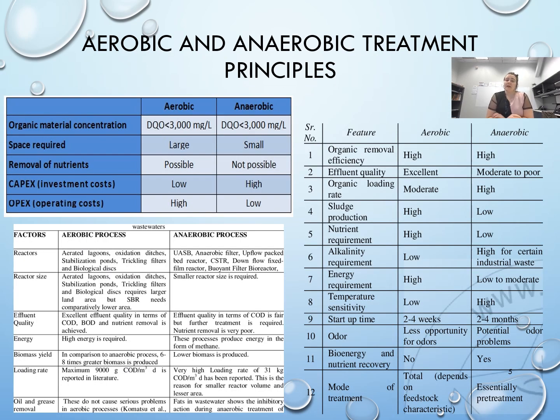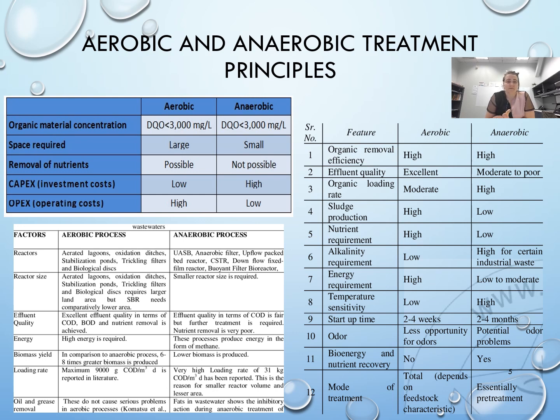So this is kind of a comparison, a couple different tables that I was able to find online just to give you a sense of, when do we use these and when do we not use these? And so one of the things that's different between aerobic and anaerobic is the space that these types of bioreactors can take up. So anaerobic systems are generally smaller, and aerobic systems are generally larger, so that's important.